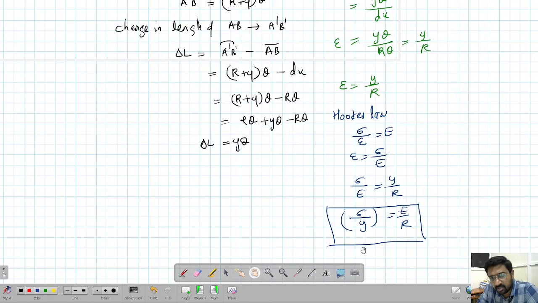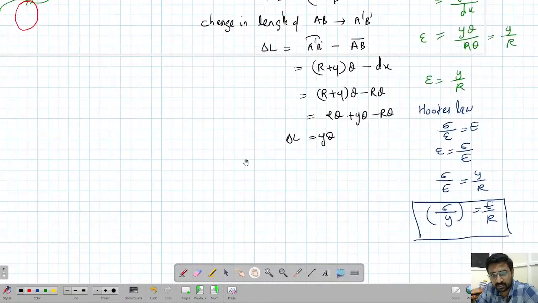But this is the first part, first relation. This relation gives me the relation between bending stress at any distance y from the nodal axis to the radius of curvature and E. Okay. So this is the first part of the relation. We will do the second part in the next video.